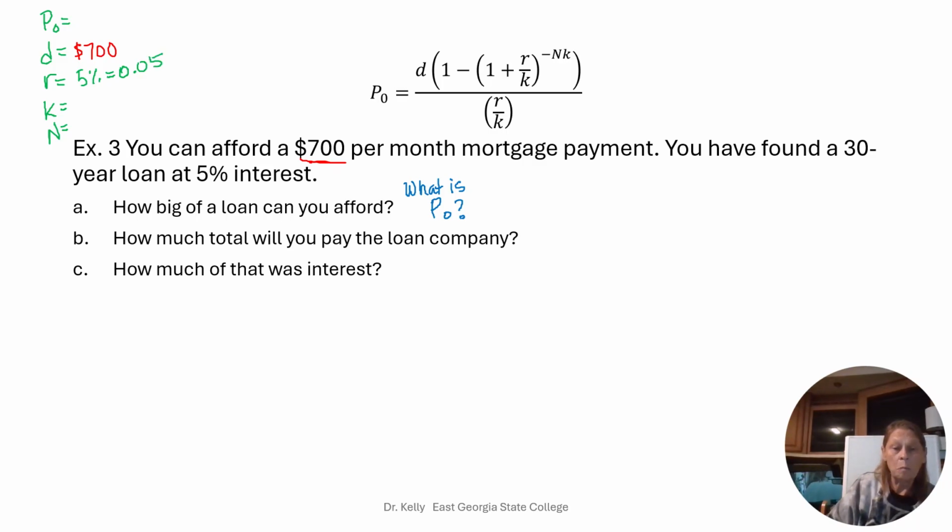It is a monthly mortgage, because mortgages and rent generally are monthly unless otherwise noted. It said that we found one for 30 years and we want to know how much we can afford. So let's solve that first.